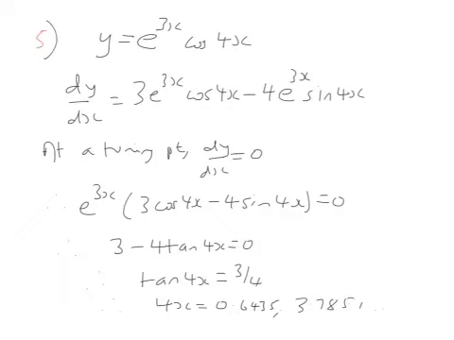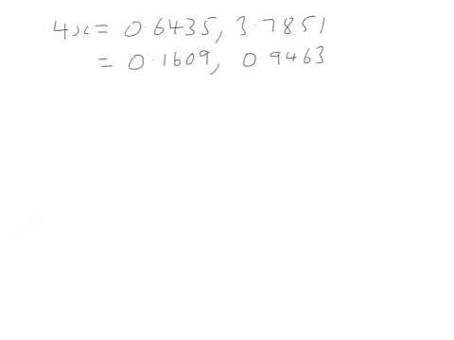3.7851, etc., etc., etc. So x is these numbers divided by 4. You should also consider the next possible value, that's 6.9267. Divide that by 4 and we get 1.7317. Sorry, this was x equals that, I divided by 4.